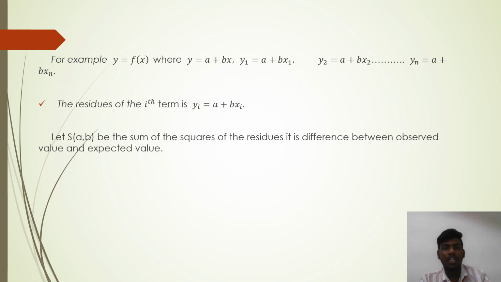For example, y is equal to f of x, where y is equal to a plus bx. y1 is equal to a plus bx1, y2 is equal to a plus bx2, and so on, yn is equal to a plus bxn. The residue of the ith term is yi minus a minus bxi. Let S of a, b be the sum of the squares of the residues. It is the difference between observed value and expected value.